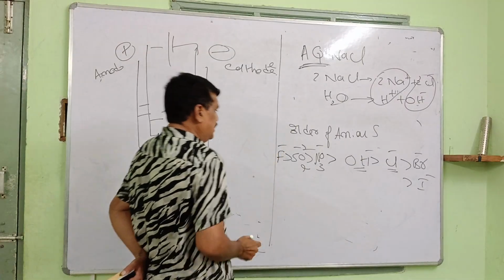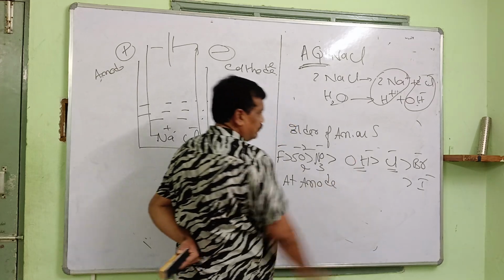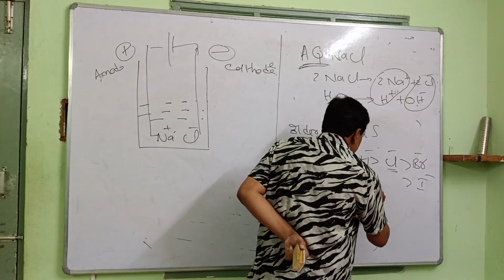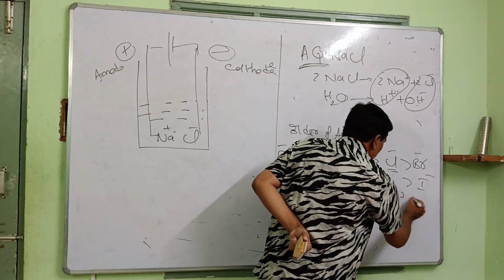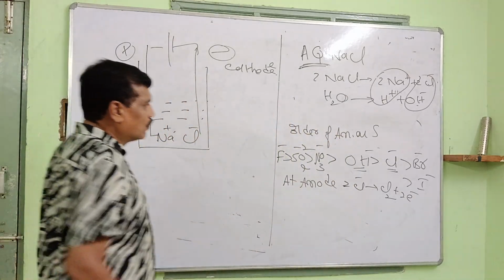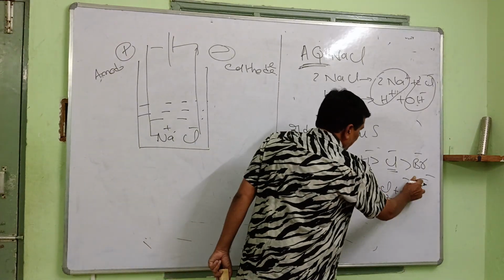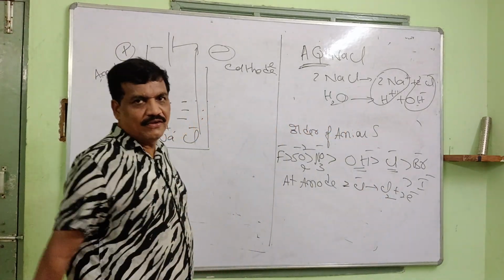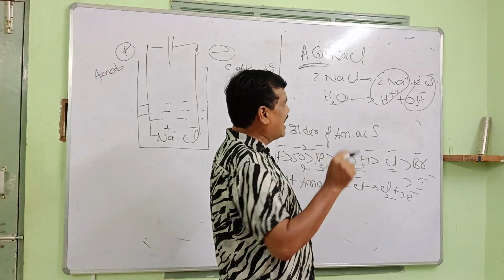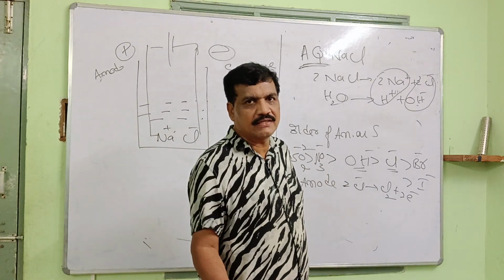So according to this theory, what is the reaction at the anode? At the anode, 2Cl- gives rise to Cl2 plus 2e-. So according to this theory, chlorine is evolved at the anode. According to which theory? The discharge preferential theory. I repeat again, this is very important. What is the discharge preferential theory? An ion having the lowest discharge potential will be deposited first.